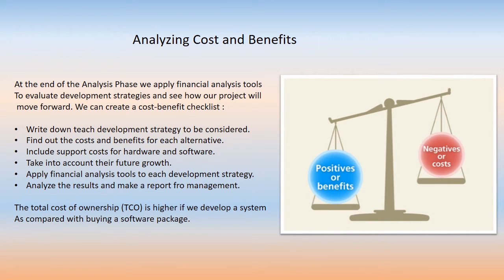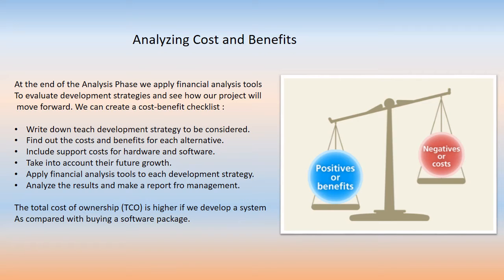Analyzing the costs and benefits. At the end of the analysis phase, we apply financial analysis tools to evaluate development strategies and see how our project will move forward. We can create a cost-benefit checklist. Write down the development strategies to be considered, find out the costs and benefits for each alternative, include a support cost for hardware and software, take into account their future growth, apply financial analysis tools to each development strategy, analyze the results, and make a report for management.